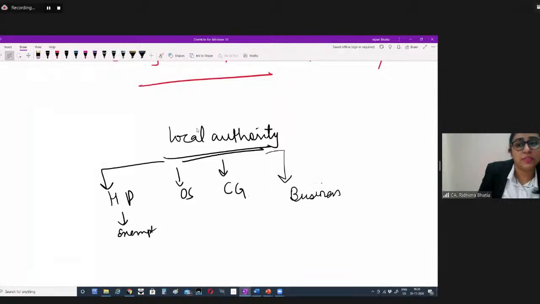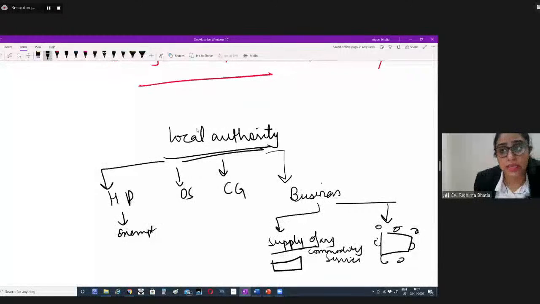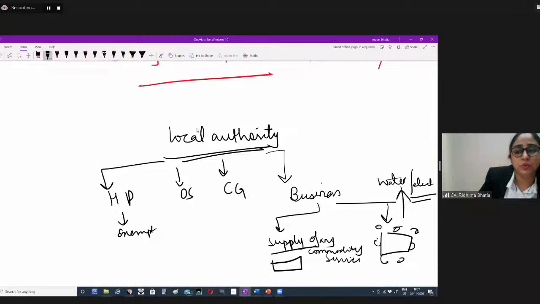business income. Now, business income of a local authority would be by what? By supplying of commodity and services. Any income which they get from supply of any commodity or service within their jurisdiction, that is also exempt. And if it is outside their jurisdiction, any income which they get by supplying water or electricity outside their jurisdiction will also be exempt.